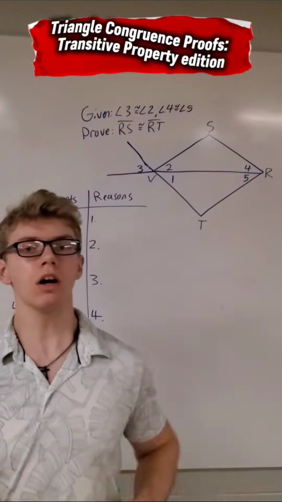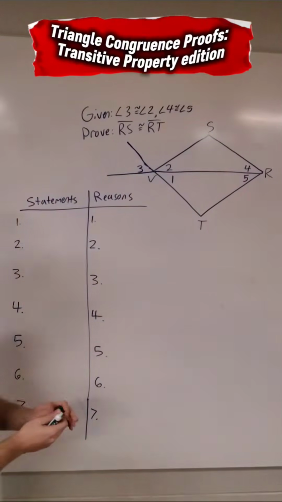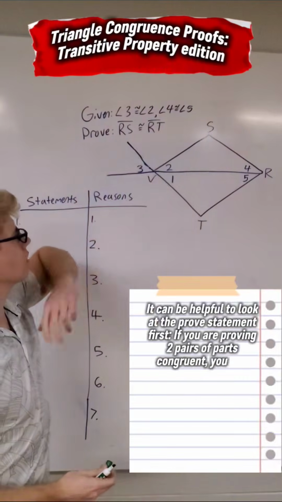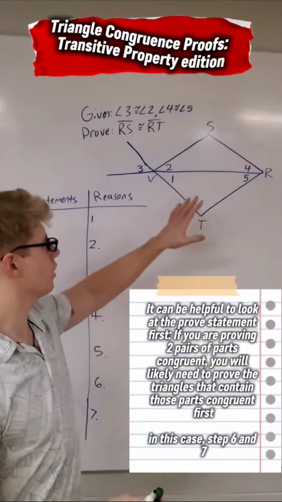Triangle congruence proofs can be really hard, but let's make it easier. Let's take a look up here. We are given two statements here, but I want to take a look at the proof. We see that RS is congruent to RT as our proof statement. We're given some triangles here.